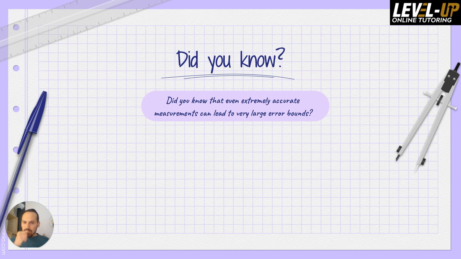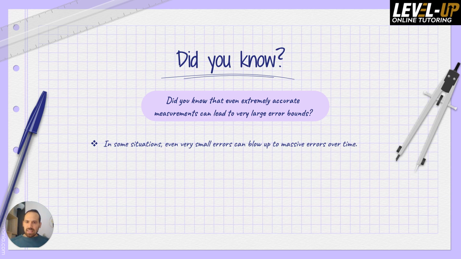So I'll leave you with this. Did you know that even extremely accurate measurements can lead to very large error bounds over time? One example of that would be something like the weather forecast. You've probably seen this where you look at the weather forecast, but it's never accurate for any more than a few days at a time. And the reason why is because no matter how accurately we measure the weather today, when you start predicting further and further into the future, very, very small errors can grow over time.